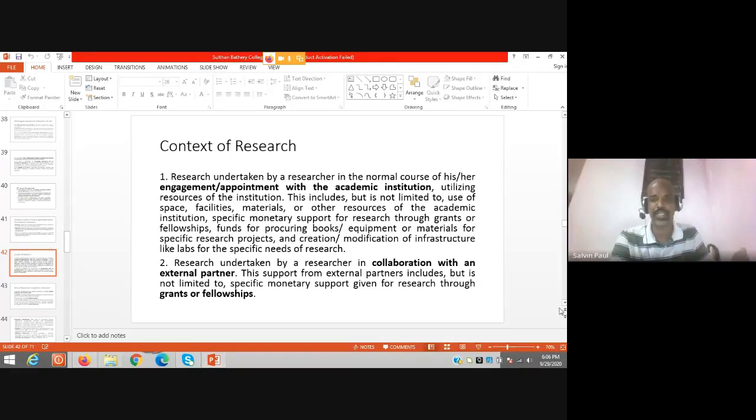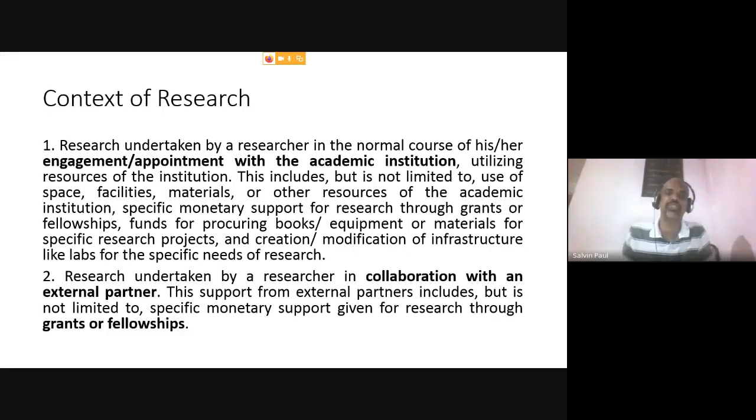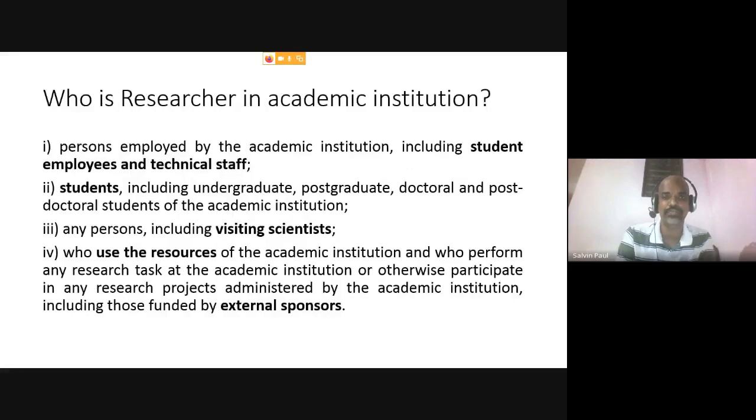So I was just explaining to you the context of research in academic institutions, because there is a lot of involvement by various stakeholders in the research and innovation process, and collaboration with external partners is also necessary. External partners include monetary support for research through grants or fellowships that you get through DST or UGC or ICSSR, etc. So all of this makes the context of research very complex in nature.